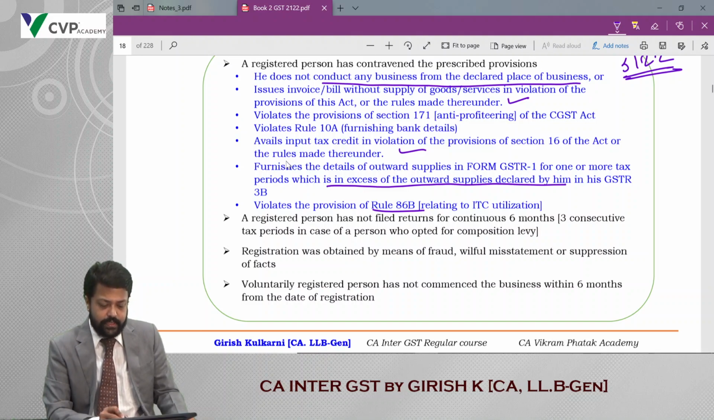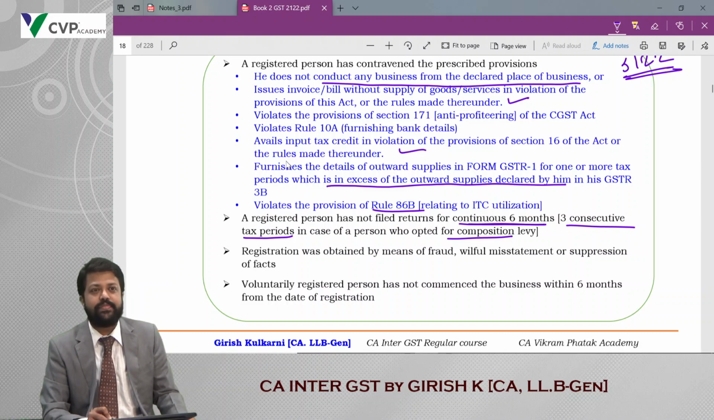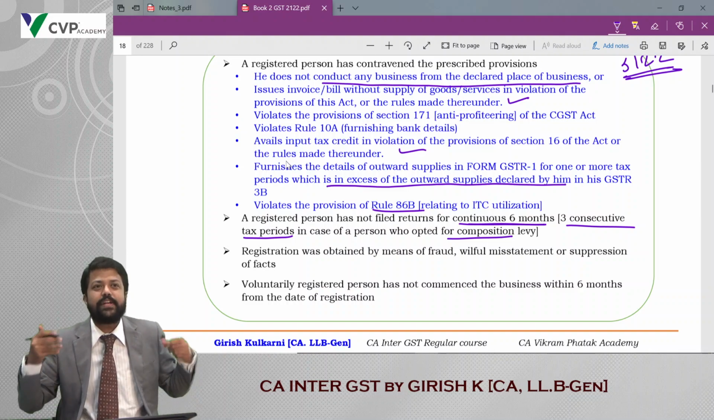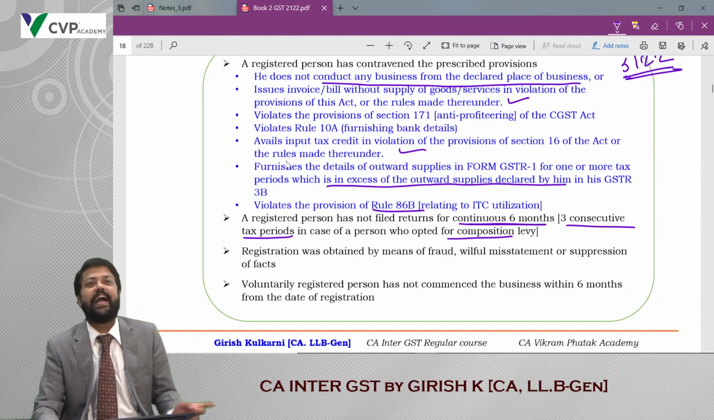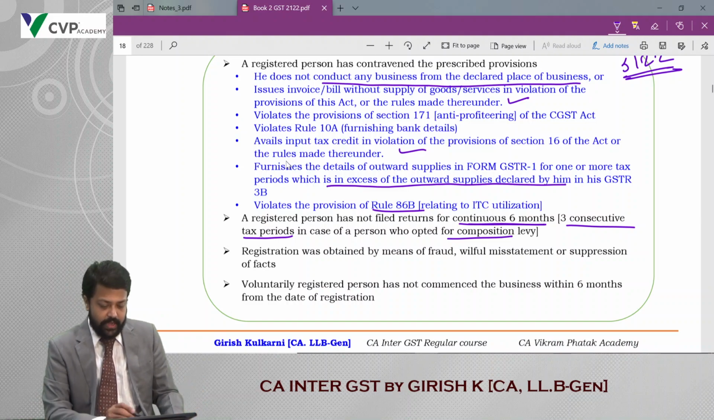A registered person has not filed returns for a continuous 6 months, or 3 consecutive tax periods in case of a composition person, meaning 3 quarters or 6 months, whichever is applicable to you. For a normal taxable person, if I don't file for 6 months, they will cancel the registration. Then you'll have to file the returns up to the date of cancellation and then apply for revocation. Registration was obtained by means of fraud or willful misstatement.